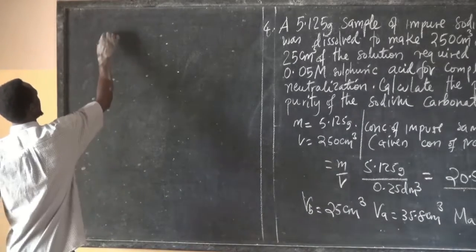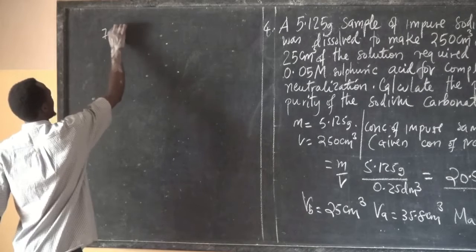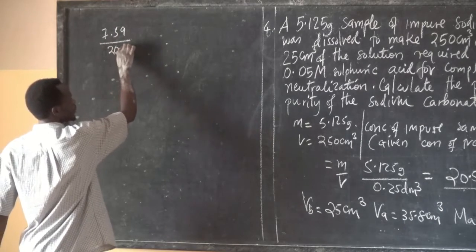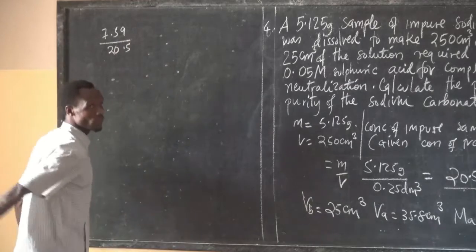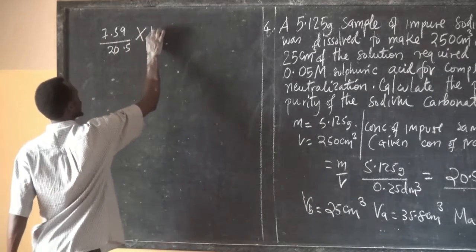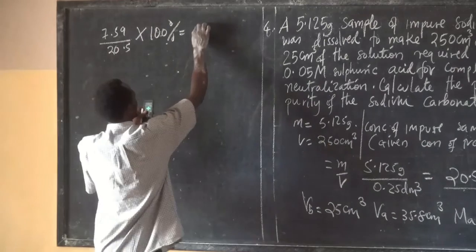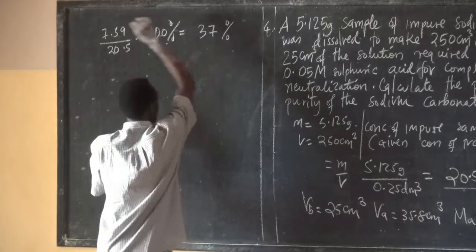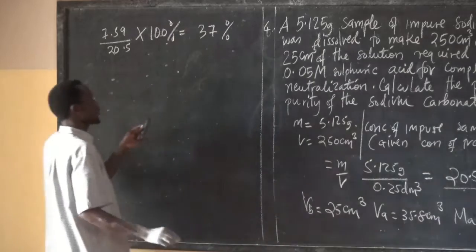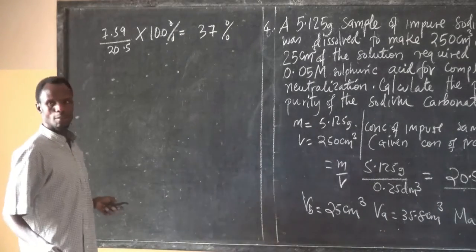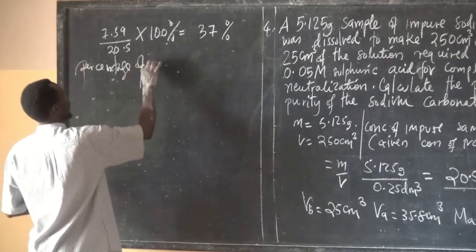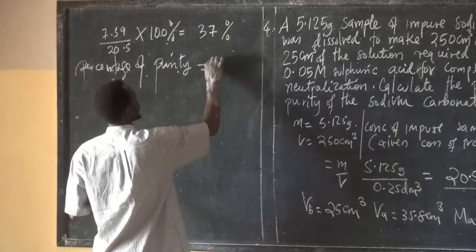That is to say, 7.59 over 20.5 multiplied by 100% is equal to 37.02, which is approximately 37%. Now the percentage of purity is equal to 37%.